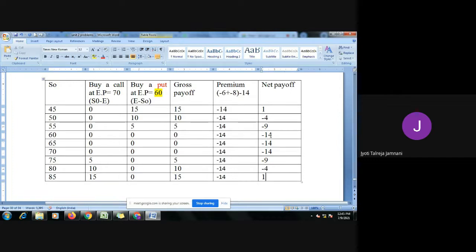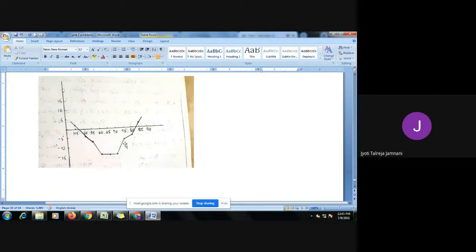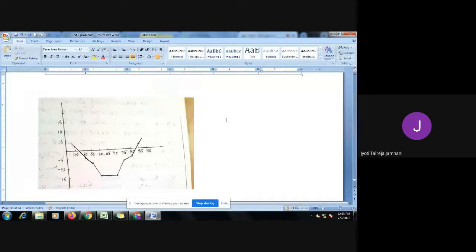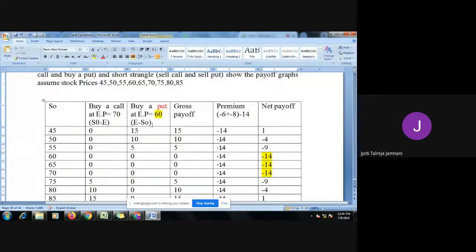So if you see here at the center, we have continuously the same value, minus 14, minus 14, minus 14. When we put it in the graph, it will come like a straight line. So now the graph won't be a triangle, but it will have a straight line. In case of a triangle, we come down and we have a straight line and then we go up. So we have a consistent loss of 14 rupees for certain prices. And because it is buy again, we have bought, this is a long strangle.